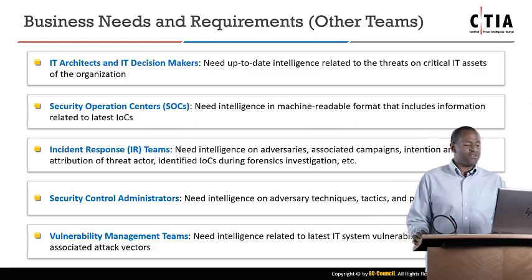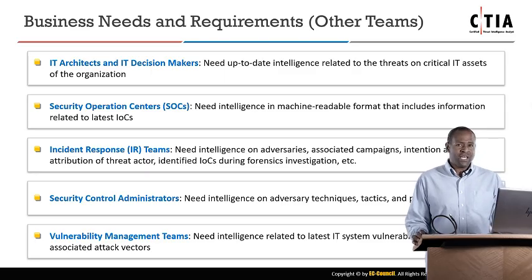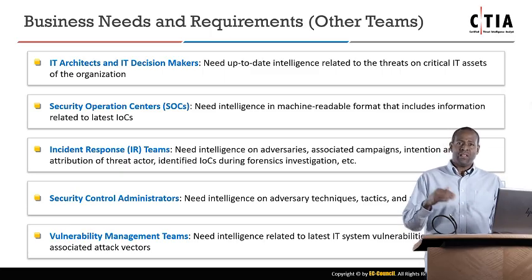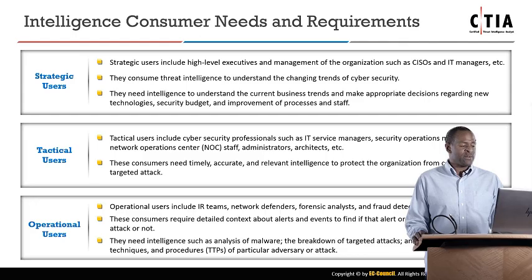And then we have business need requirements for other teams, including IT architects and decision makers, security operations centers, incident response teams, security control administrators, and vulnerability management teams. Each of these types of teams will require a different interface into our security architecture, and the amount of information that they get, how they consume that information, how they get reports, and what reports they give back to us, and how they dovetail into our automated responses. Each one of these turned out to be very important.